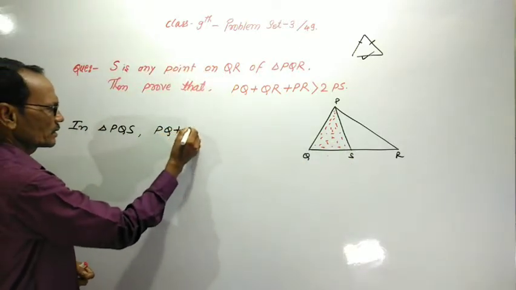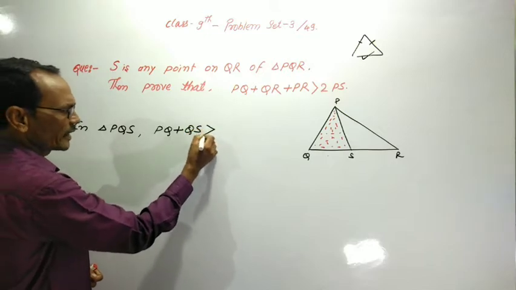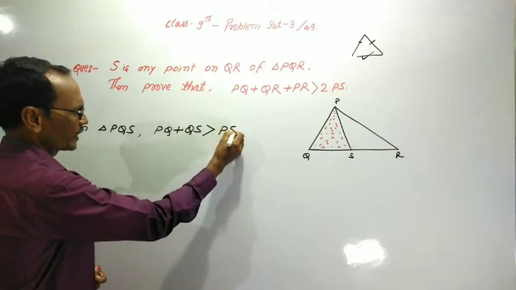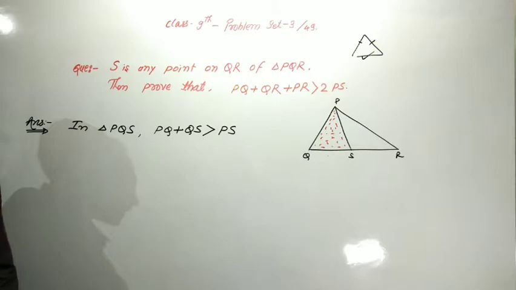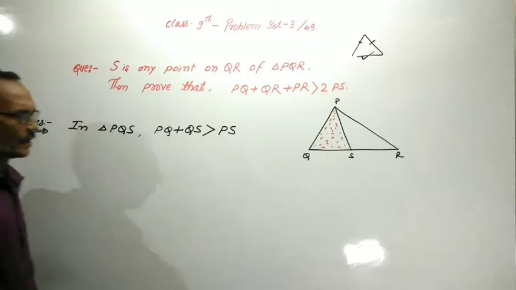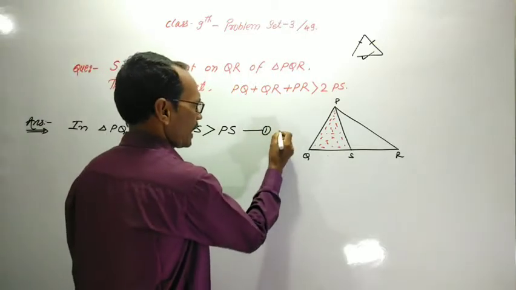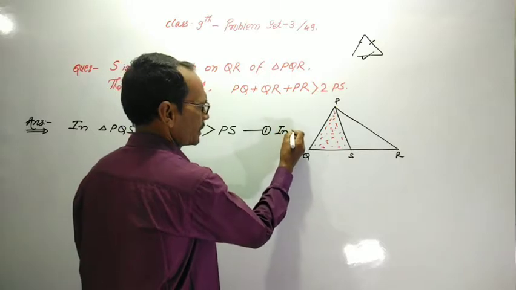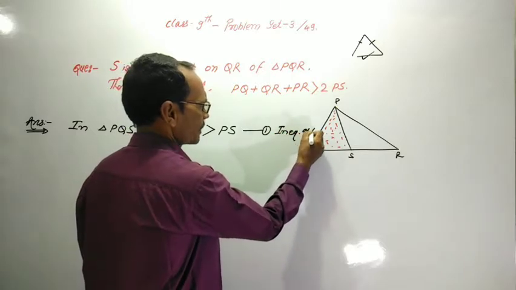PQ plus QS is greater than PS. I can write this as number 1, and the reason is the inequality of triangle.